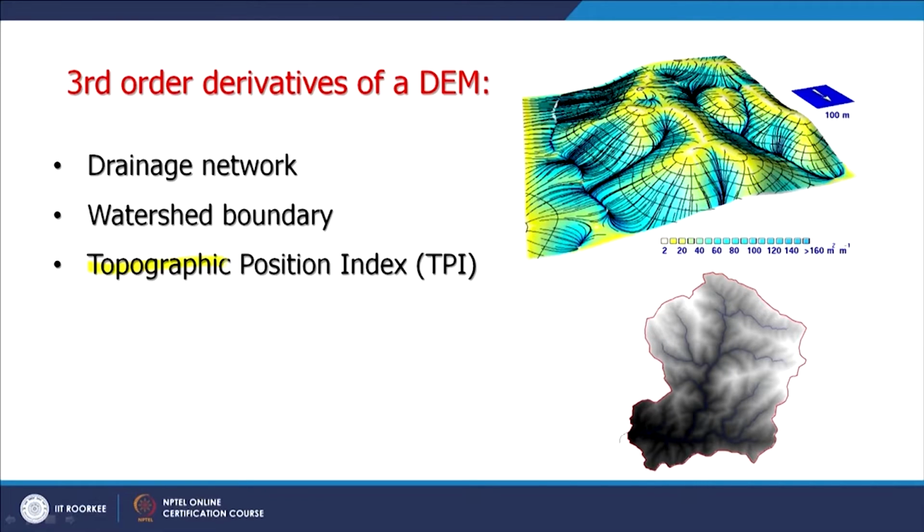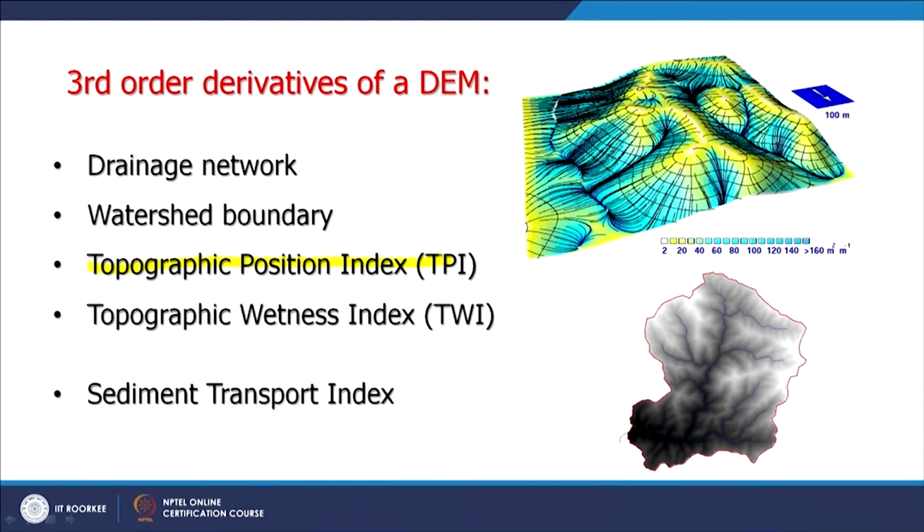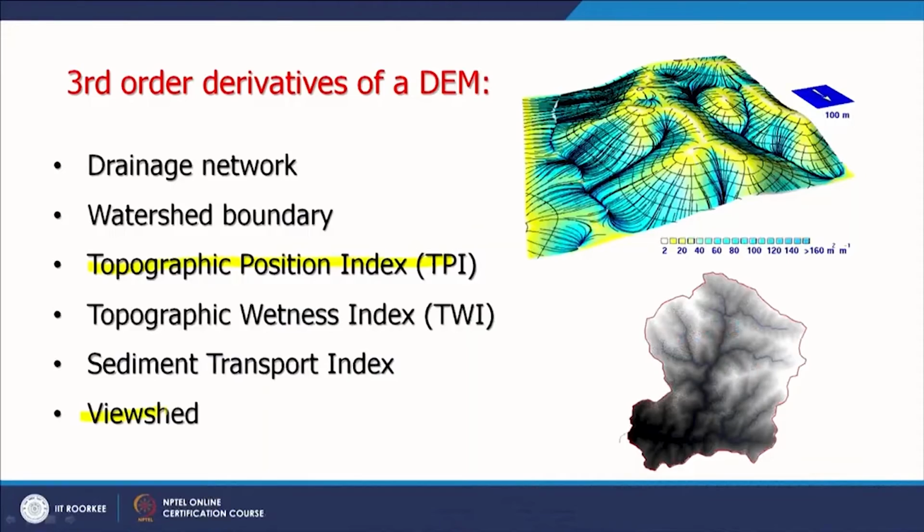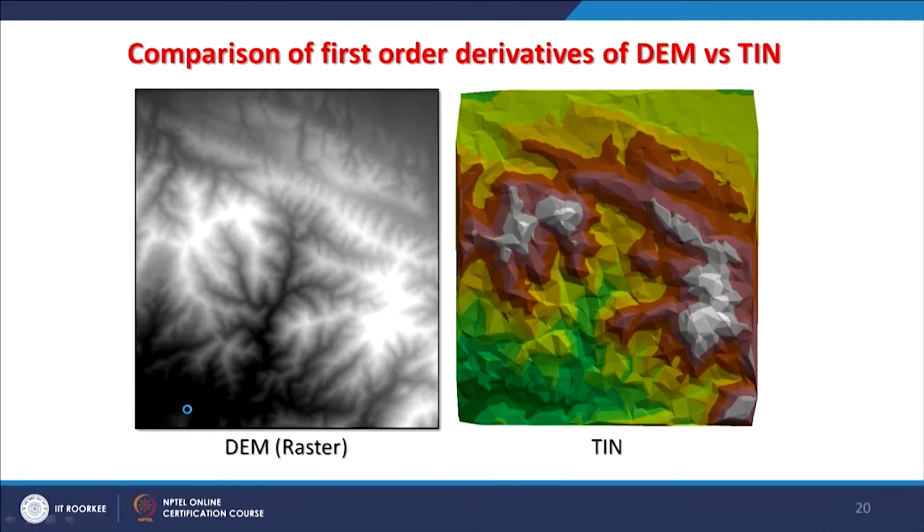This part we have already discussed: the topographic position index and also the topographic wetness index, which will come through surface hydrologic modeling. And then the sediment transport index is also a product which can be created through surface hydrologic modeling. Viewshed is a different kind of analysis, for which surface hydrologic modeling is not required. It is a different thing, though we have already discussed this viewshed. So these two we have already discussed, the other four will be discussed in surface hydrologic modeling.